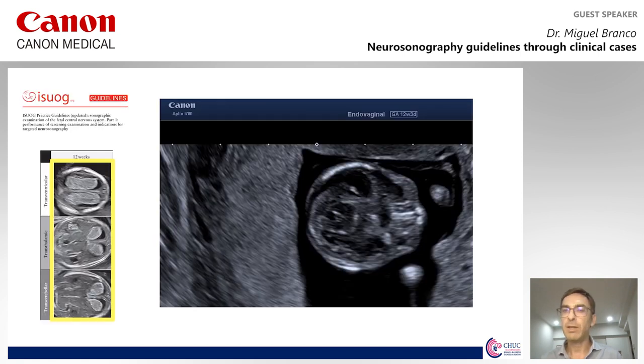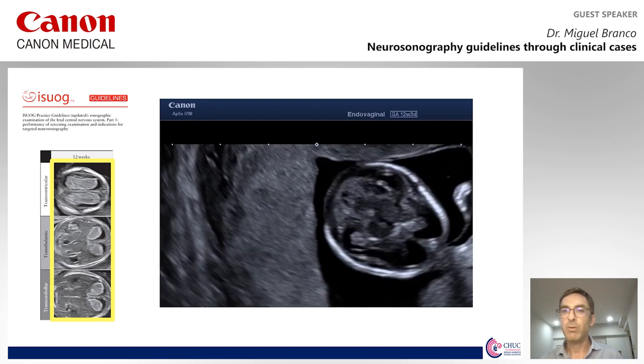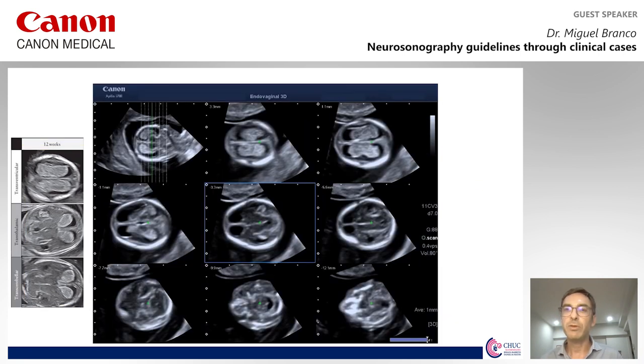The first part of these guidelines also gives us information about the axial screening planes in the first trimester and early second trimester. In this little clip, we can see all of the evaluation, and we can have the perception that the planes are millimeters apart. On this tomographic reconstruction of all of the axial planes, we are able to identify the choroid plexus, the falx, the aqueduct of Sylvius, the thalami, the fourth ventricle, and the choroid plexus of the fourth ventricle.